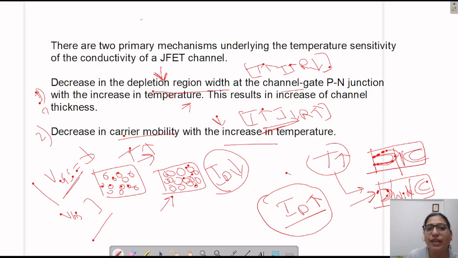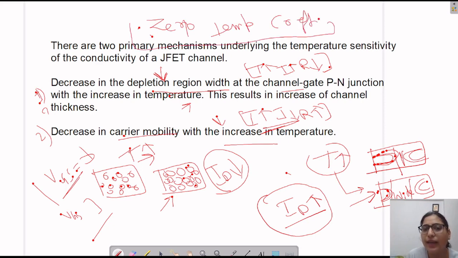So we consider FETs to be zero temperature coefficient devices. Now I think you know why it is so thermally stable and why the switching operation of FET is best. Why do we call it zero temperature coefficient? Because the negative and positive temperature coefficients balance each other, due to the first process, the depletion region decreasing, and the second, the carrier mobility decreasing. Now I think the temperature effect on JFET devices is clear.